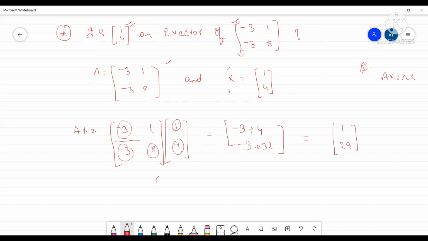So they are asking whether Ax is equal to lambda x or not. So what is Ax? Ax is equal to, what is lambda that you got? Lambda into 1, 4. Do you think these both are equal, like Ax is equal to lambda x? When you multiply Ax, you got 1 and 29. So if you multiply anything into lambda, there is no multiple of 29 and 4. So you can tell that Ax is not equal to lambda x.